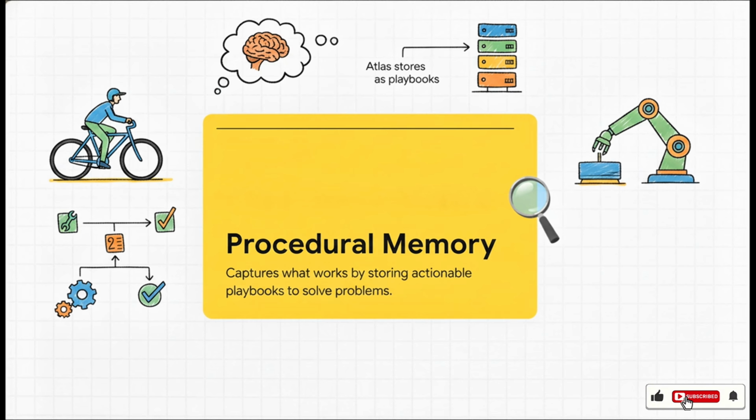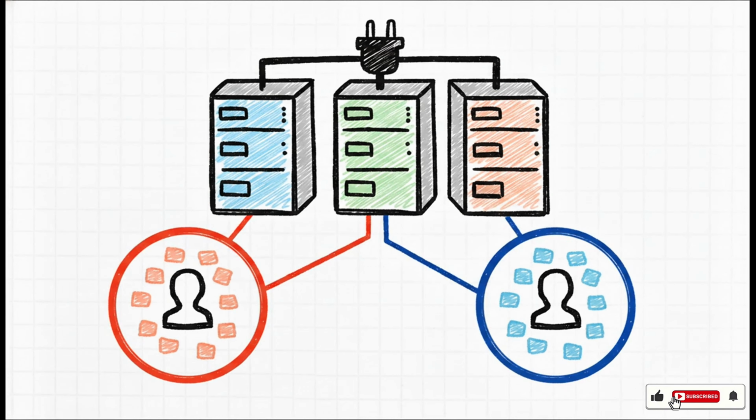It's exactly the difference between knowing a random fact and knowing how to ride a bike or execute a complex task. Now, taking that biological theory and turning it into hard technology takes some real engineering.